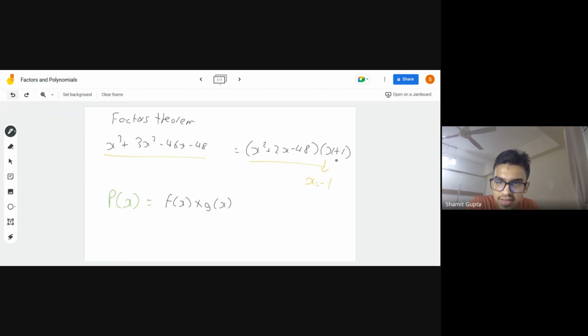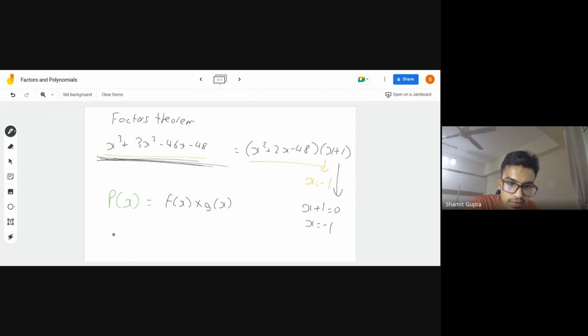So in this case, x plus 1. If x plus 1 is a factor, and you want to make it 0, why do you want to make it 0? We'll see. So x plus 1 equals 0, x equals -1. That means whenever I put x equals -1 inside this, I should get 0.